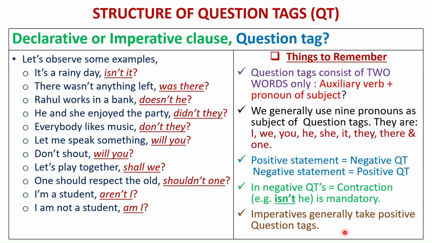And imperatives generally take positive question tags. It means it doesn't matter if that is negative or positive. For example, don't shout, will you? Shout, will you? We will discuss in our coming slides. Now we are going to the rules of using question tags one by one in detail with illustration.